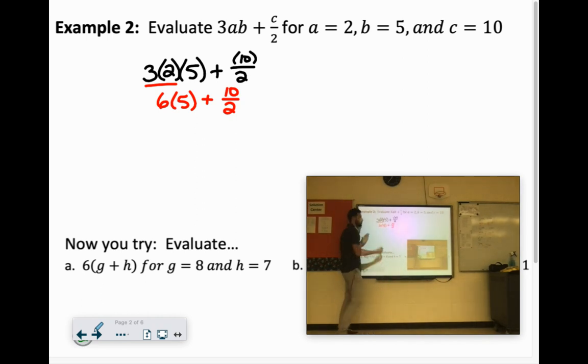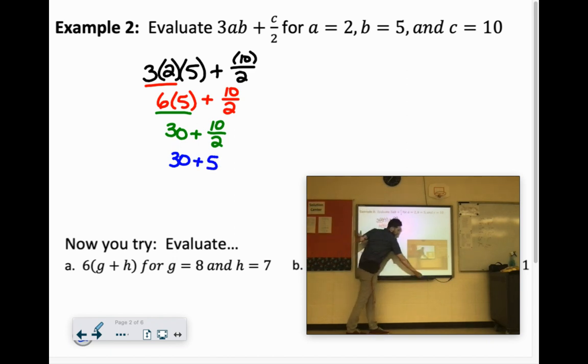Now you could do 2 steps at once. You could do the 10 divided by 2 first with the 3 times 2. That's fine, but if you do 1 step at a time, you're less likely to make a mistake. So we still have multiplication over here. 6 times 5 is 30. Now we have division to do. 10 divided by 2 is 5. So 30 plus 5, which is 35.